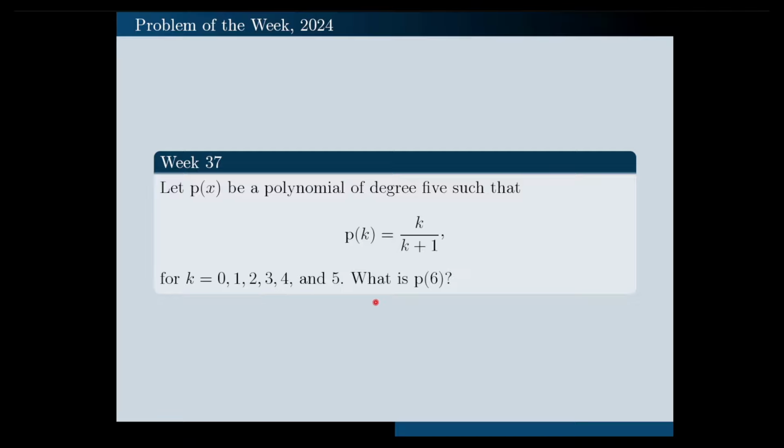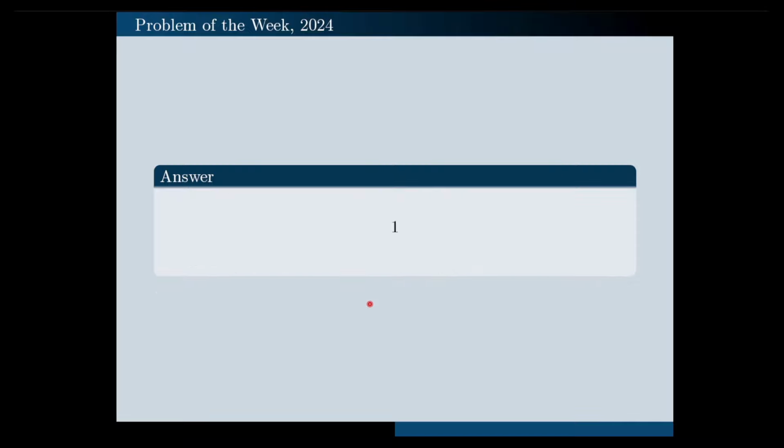It would be a good idea if you pause the video at this point and try to solve the problem yourself first. If you do the calculations correctly, the answer that you will get for this problem is 1. P of 6 becomes equal to 1.